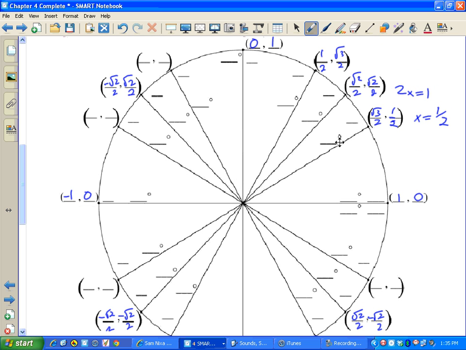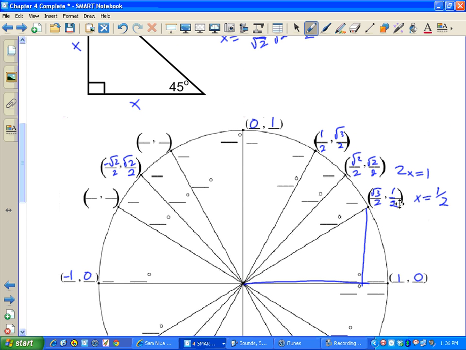Now to figure out the other ones, you just have to think of it this way. For this first point, my x value is larger than my y value because this is my x. I'm going over farther than I'm going up. So the square root of 3 over 2 is bigger than 1/2. So whichever one is bigger, that's going to be the square root of 3 over 2. And whichever one's smaller is 1 over 2.